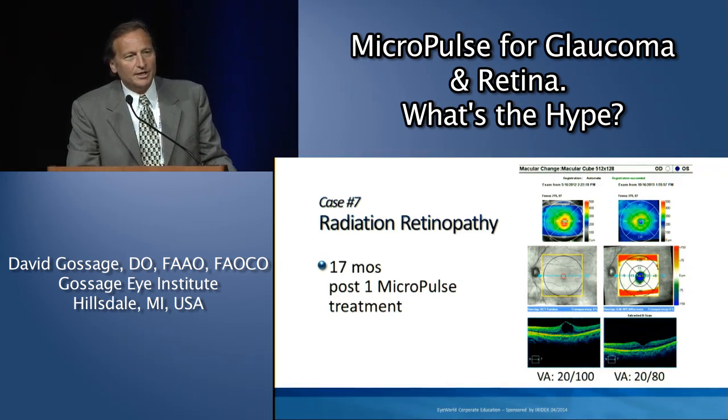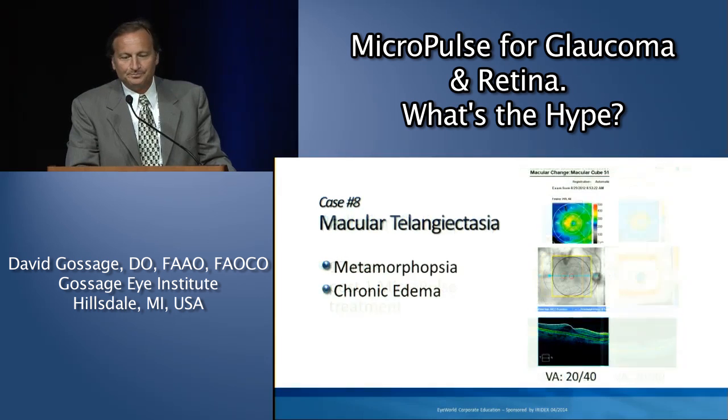If you look at his fluorescein angiogram, you'll see an enlargement of the foveal avascular zone due to the ischemia from the radiation that he had. But overall, he did say his metamorphopsia was better and that he was able to see better.